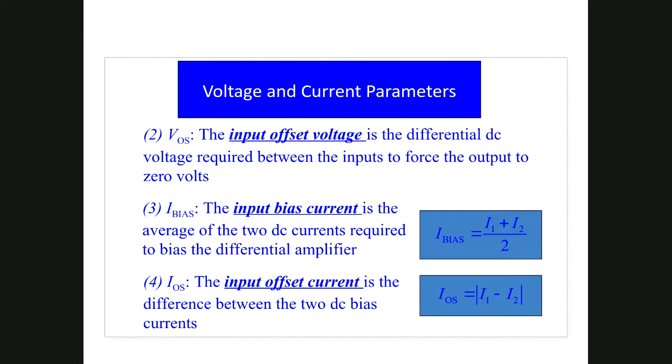Now, again, what is input bias current? I'm reading whatever is on the screen. Input bias current is the average of two DC currents required to bias the differential amplifier. The average of two DC currents. You know, there are two terminals, inverting and non-inverting. If you assume them as 1 and 2, then what will be the value of this one? Current first plus current second divided by 2. That is the average. Now, input offset current is the difference of the two currents. You have two input terminals and you will get two currents. The difference is called the input offset current.